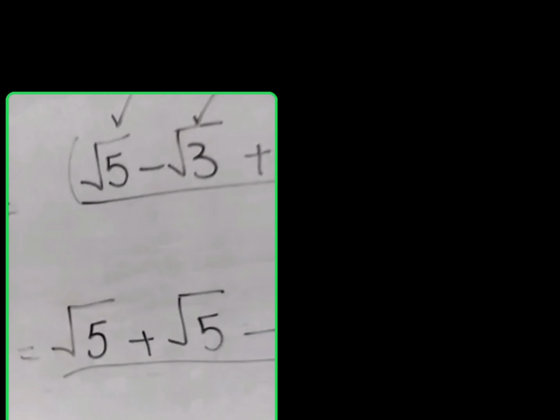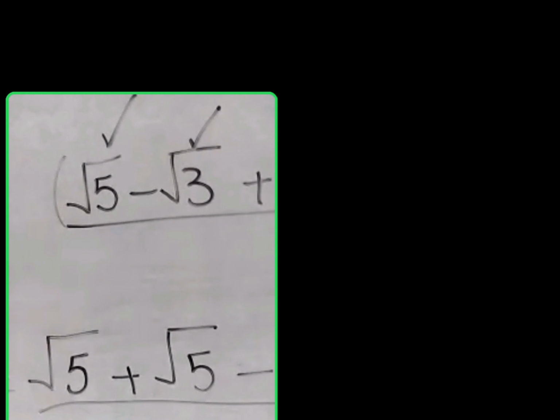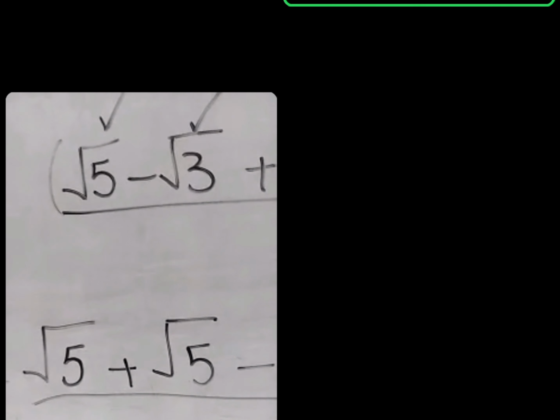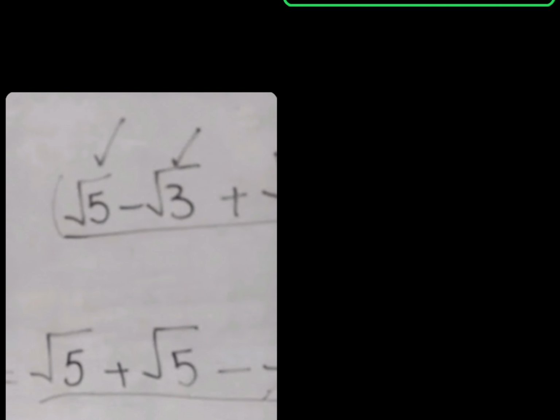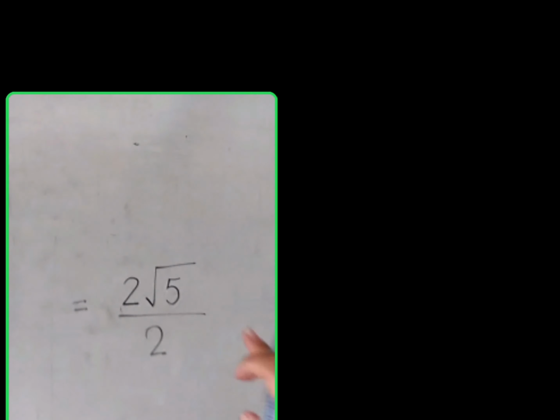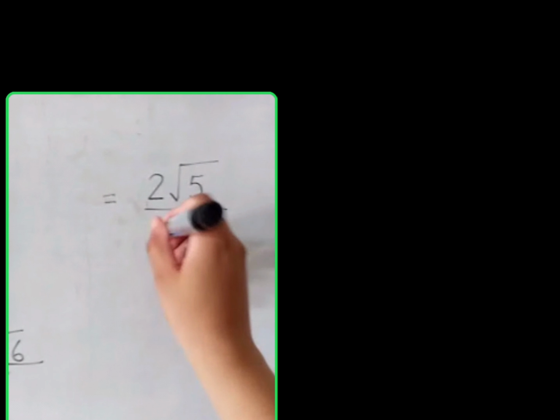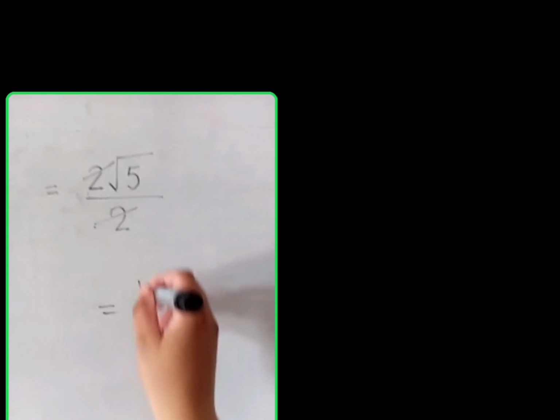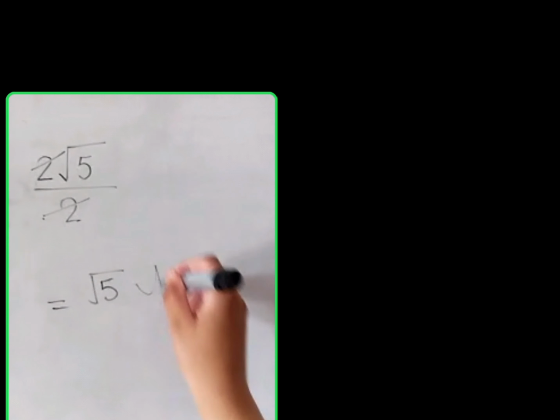Now this under root 5 plus under root 5 both will be added. What will it be? Under root 5 plus under root 5. Add their coefficients. Under root 5, this is 1 under root 5 plus 1 under root 5. 1 and 1 will be added, 2 under root 5. And this 2 will be cancelled out by this 2. So what is left? Square root 5 is your answer.